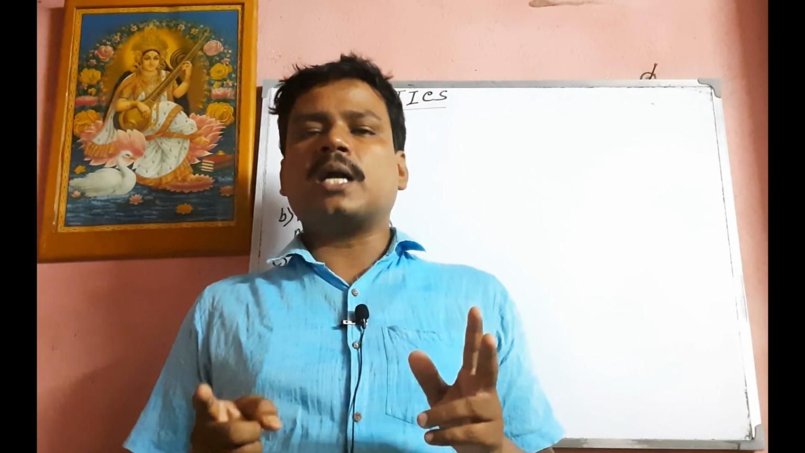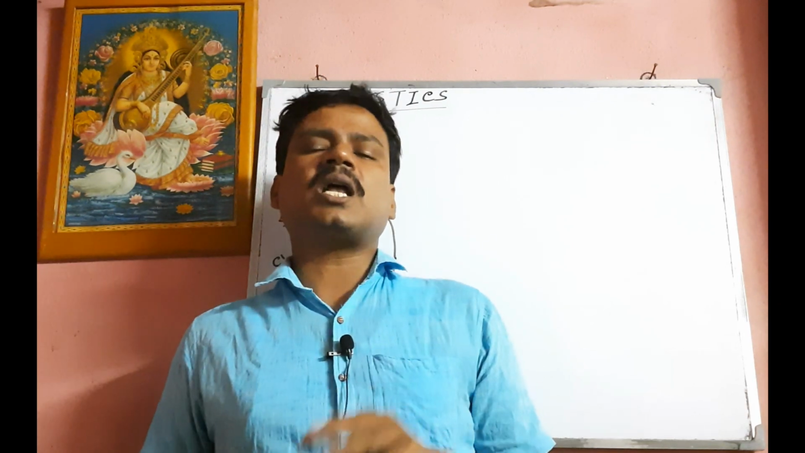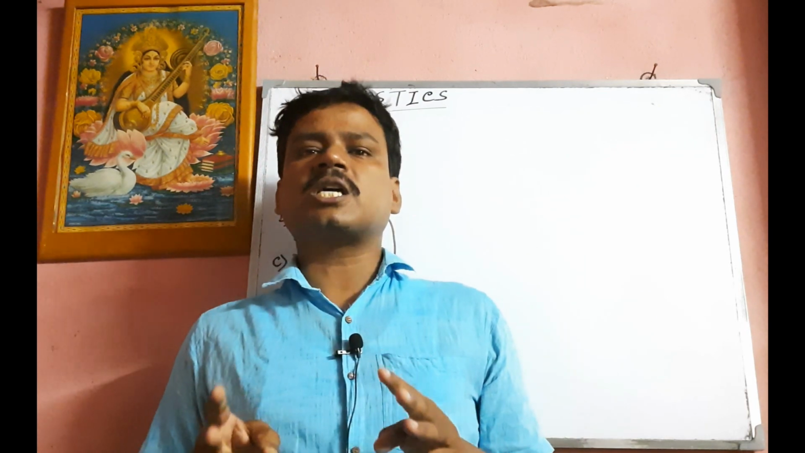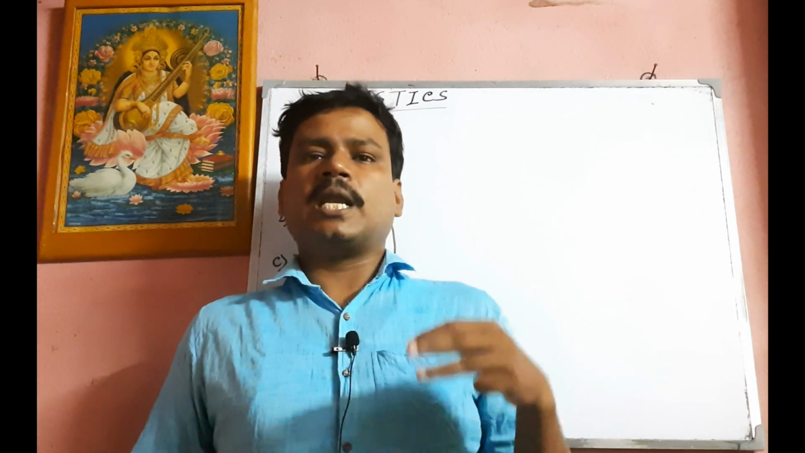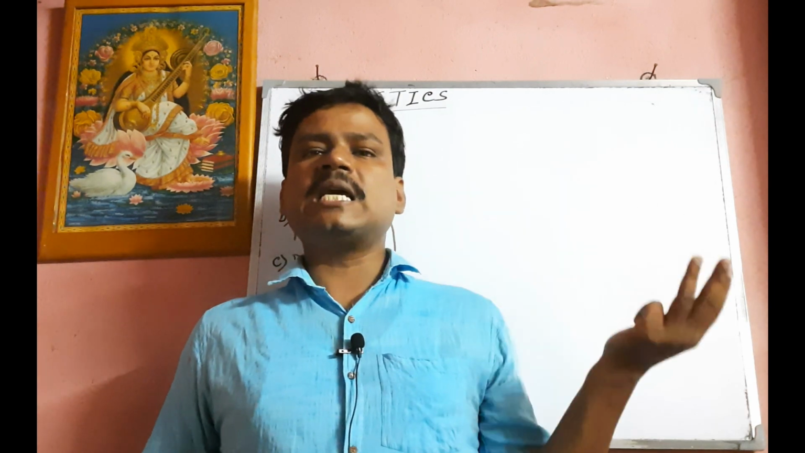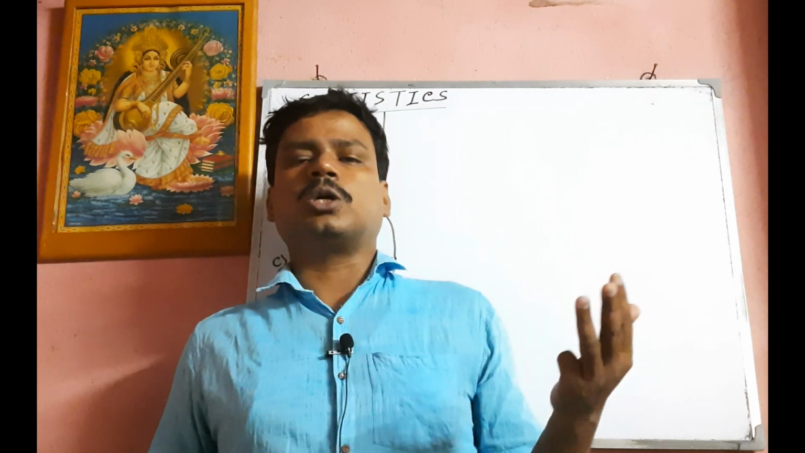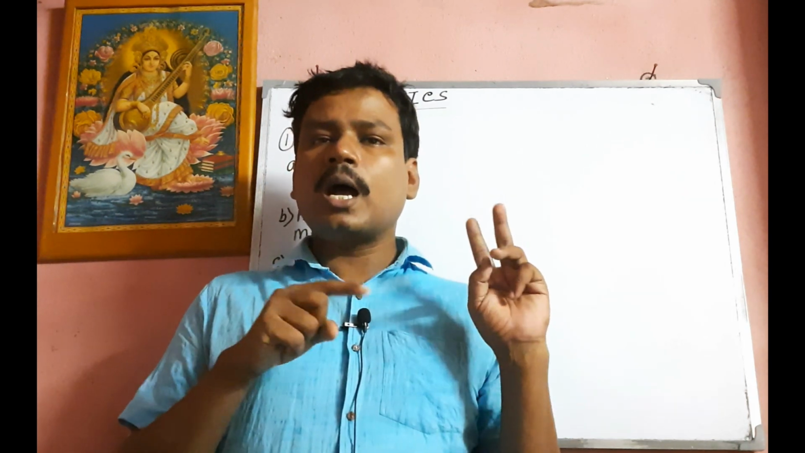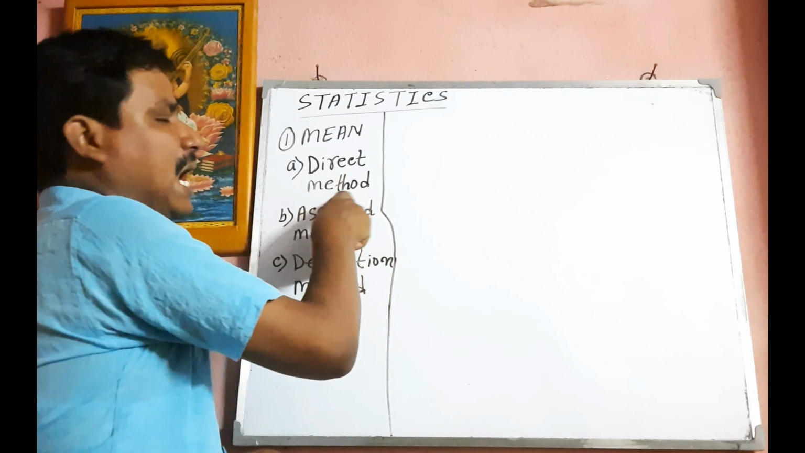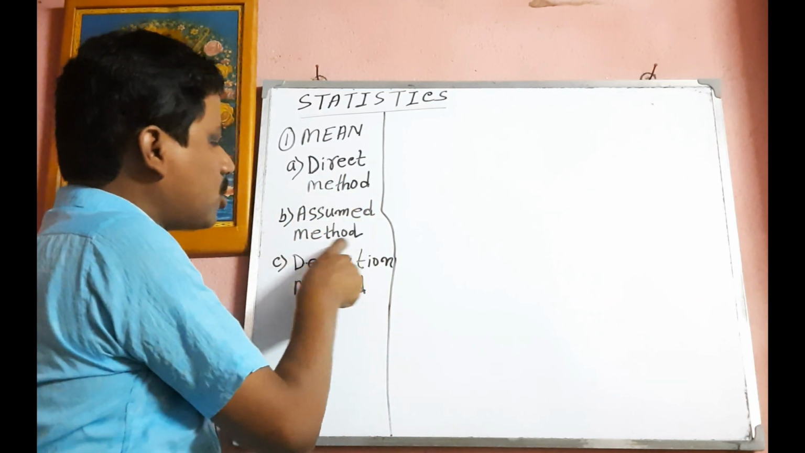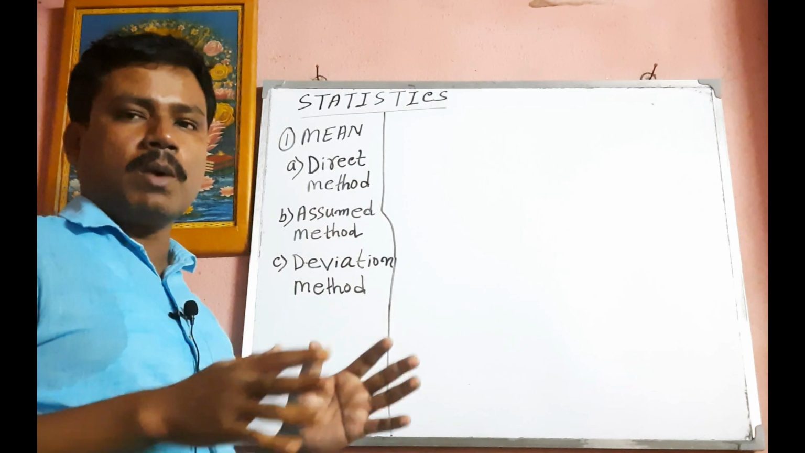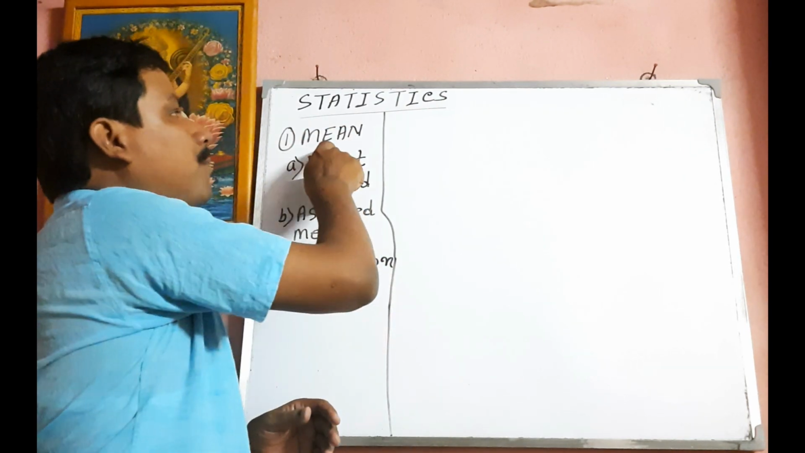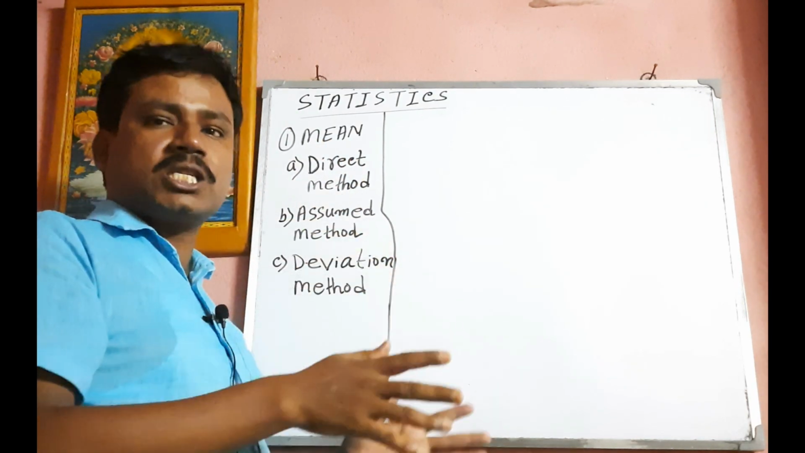In mean, there are three ways to find the mean, and today we are discussing only these three. Next day we will discuss median and mode. The three formulas to find the mean are: first the direct method, second the assumed mean method, and third the deviation method. One by one we are discussing these three methods.